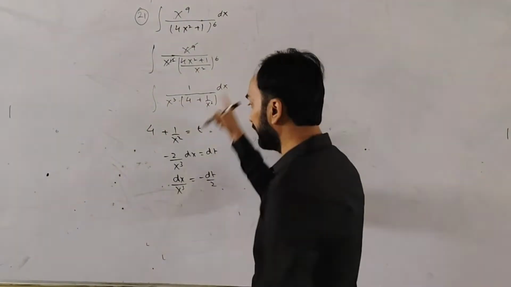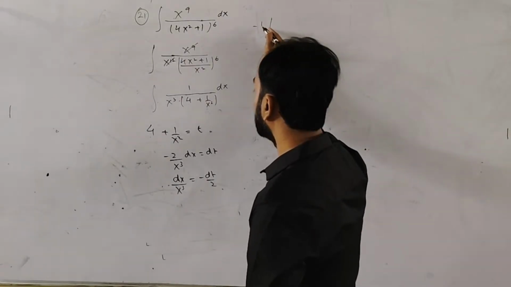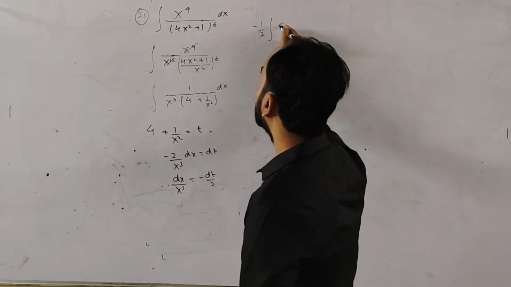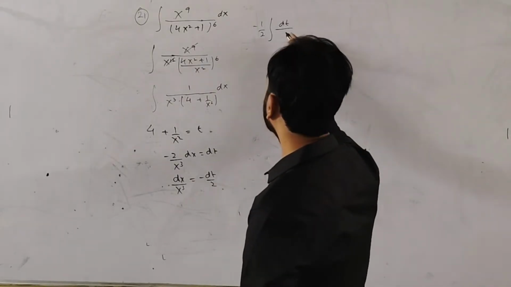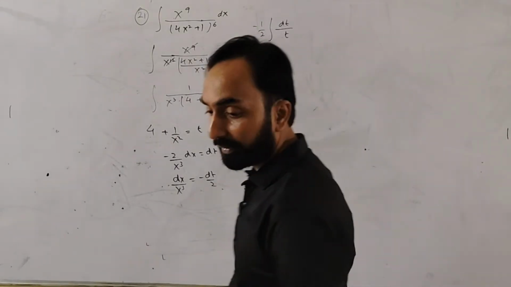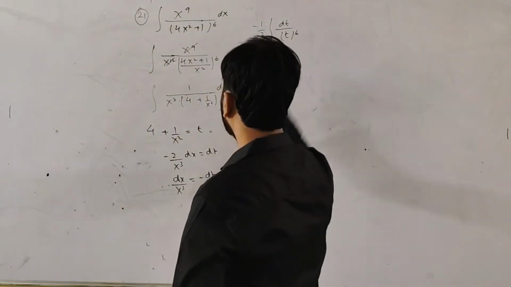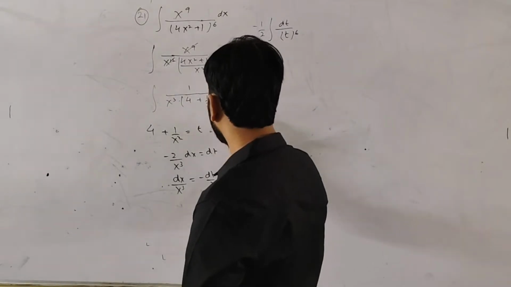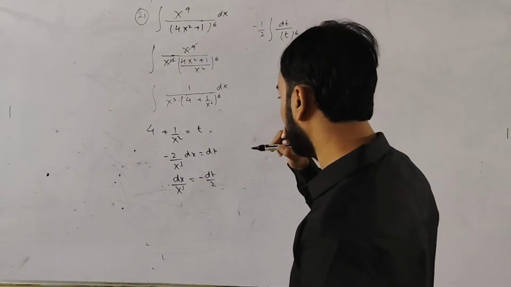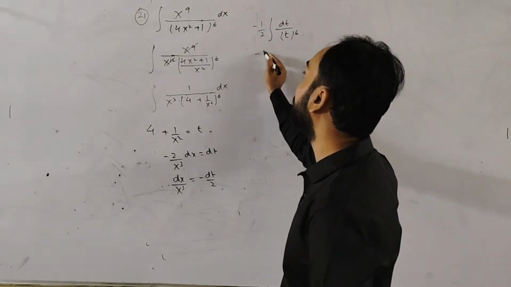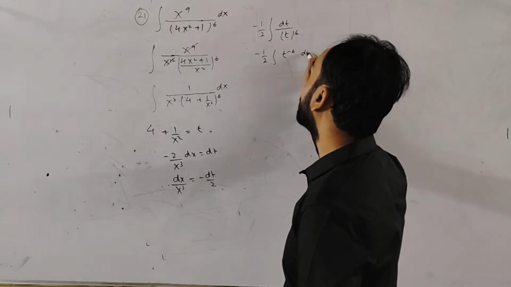If we change, dx upon x cube is minus dt by 2, so this will become minus half dt here, and this I have assumed as t. So this will become dt upon t to the power of 6. We missed the power of 6 everywhere, there also. Now it is correct. So t to the power 6. Now this I can write as t to the power minus 6 dt.